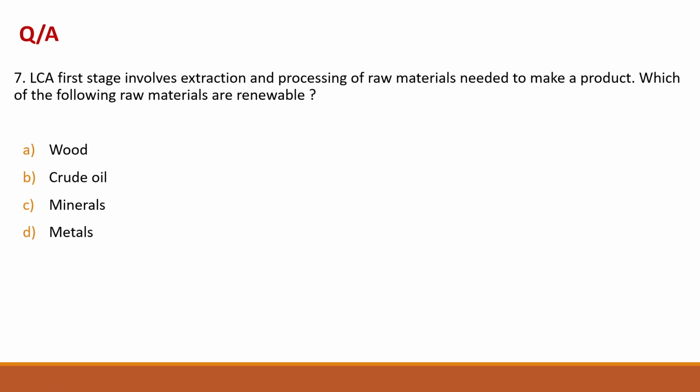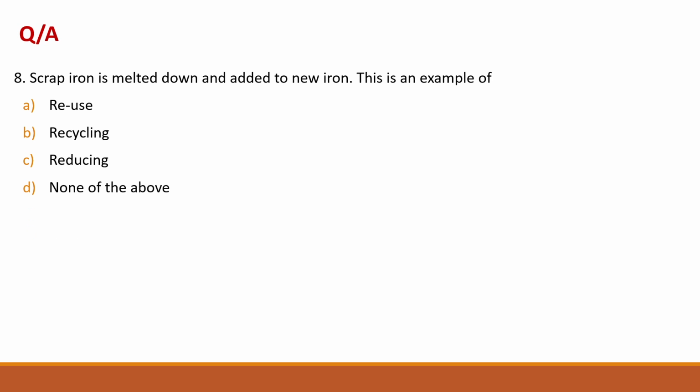Just take a screenshot or note down the questions. One is this: the LCA first stage involves extraction and processing of raw materials. So you have to identify which of the following is renewable: wood, crude oil, minerals, or metals. Then the next question is scrap iron being melted down and added to new iron. Is this an example of reusing, recycling, reducing, or none of the above? So whether we are reusing the iron, recycling it, or reducing it. You must have studied the 3 Rs, or now these are the 4 Rs.